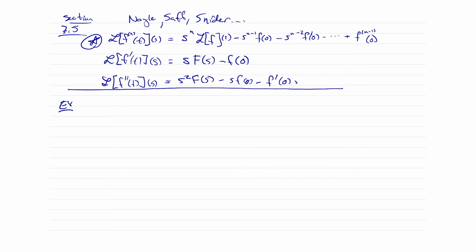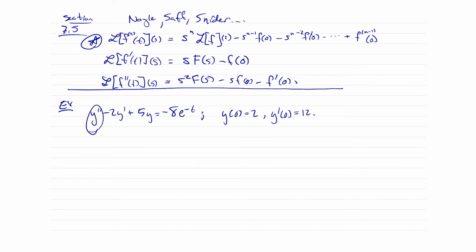So what are we going to find? Well, for this example, we're looking at y double prime minus 2y prime plus 5y is equal to minus 8e to the minus t. And this is when we have y of 0 is equal to 2, and y prime of 0 is equal to 12. Okay, so I'm going to take a Laplace transform on both sides.